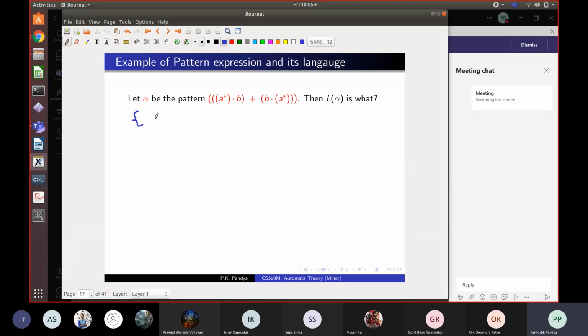So what will I get? What will the first one give me? A star B, which is an arbitrary number of A's followed by B. And the second one will give me B A raised to N, B A to the power n, where n is arbitrary, right? So this is the language we will get, correct? So you can guess this, and intuitively what you have done is what we will formalize next.